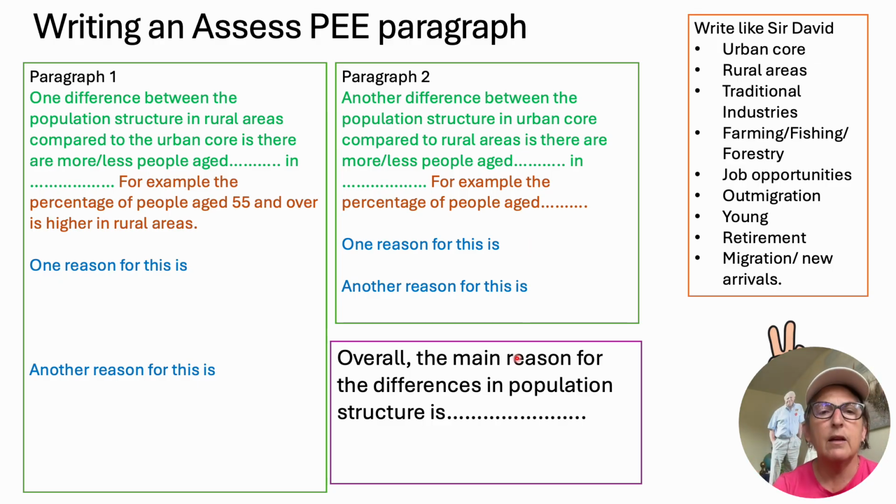And don't forget, your final paragraph is overall. What is the most important reason? What is the most important reason for the difference between the population structure of the urban areas compared to the rural areas?